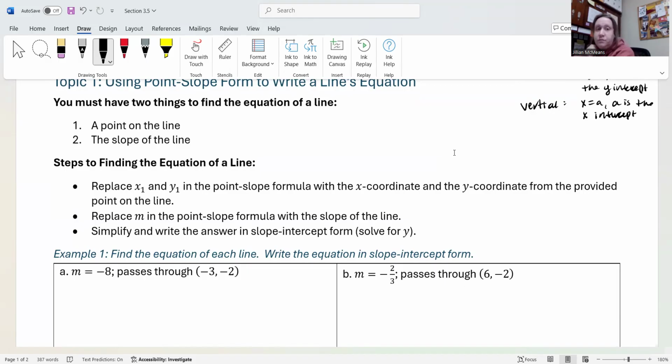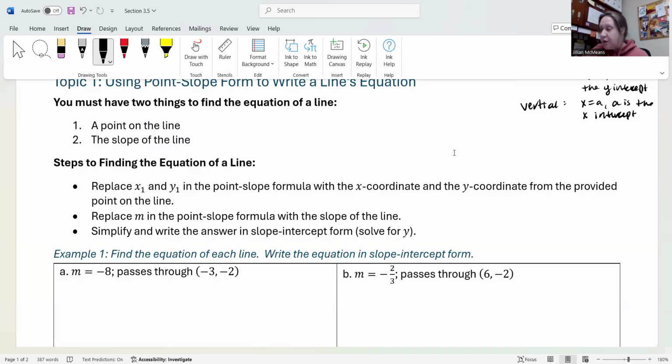Now, as far as the steps used to find the equation of the line, we're going to replace x1 and y1 in the point-slope formula that was listed above. I'll rewrite it down here in just a minute. We're going to replace x1 with the x-coordinate from the point. We're going to replace y1 with the y-coordinate from the provided point on the line. We then replace m in the point-slope formula with the given slope. You then simplify and you can write your answer. Generally speaking, we're going to want our answer to be in slope-intercept form, but you could be asked to write your answer in standard form.